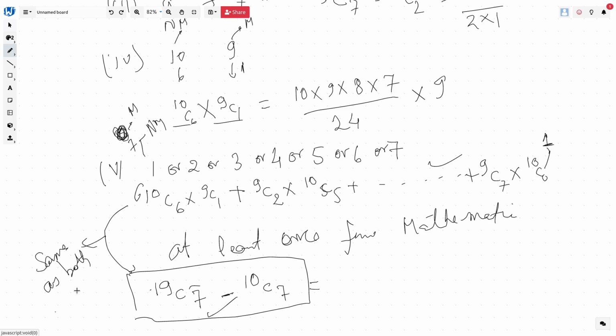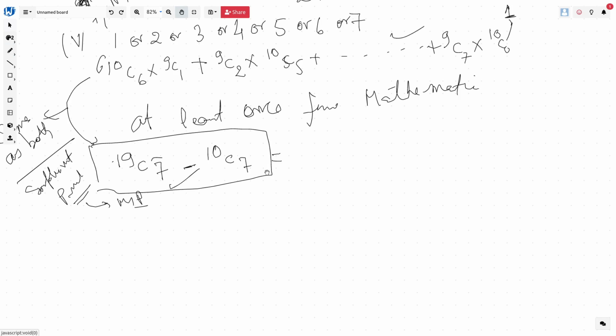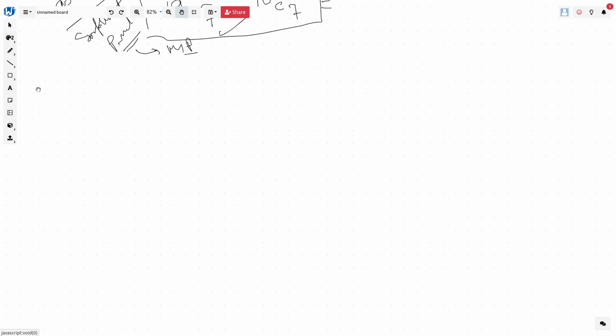So here we are using the principle called the complement principle, right? Along with the multiplication principle for finding these combinations, and then simply using this, right? So this is one of the problems which we have done. Now let's try to look at another problem.